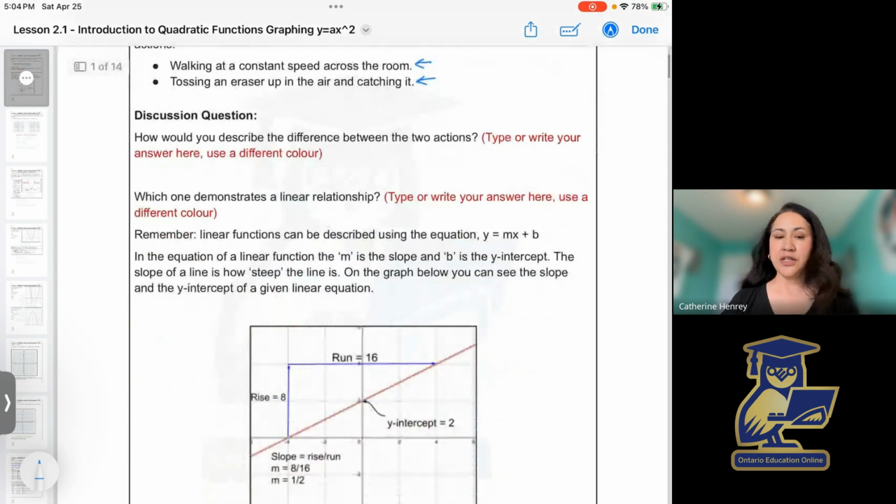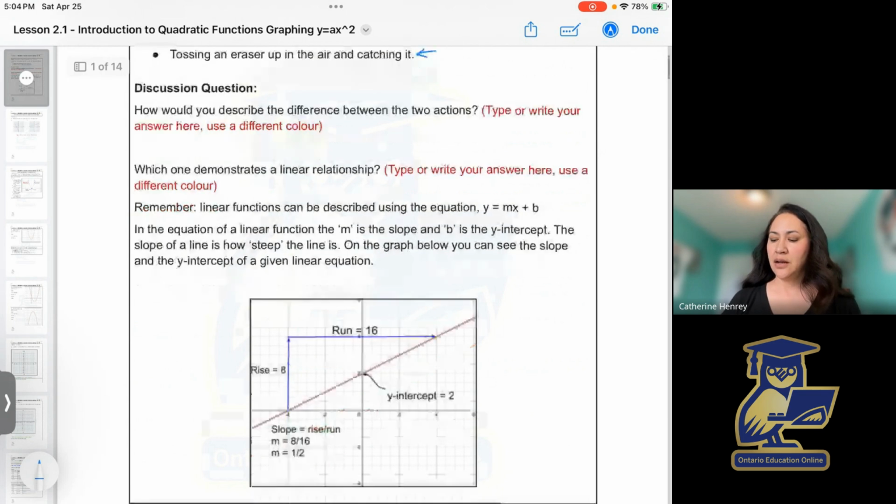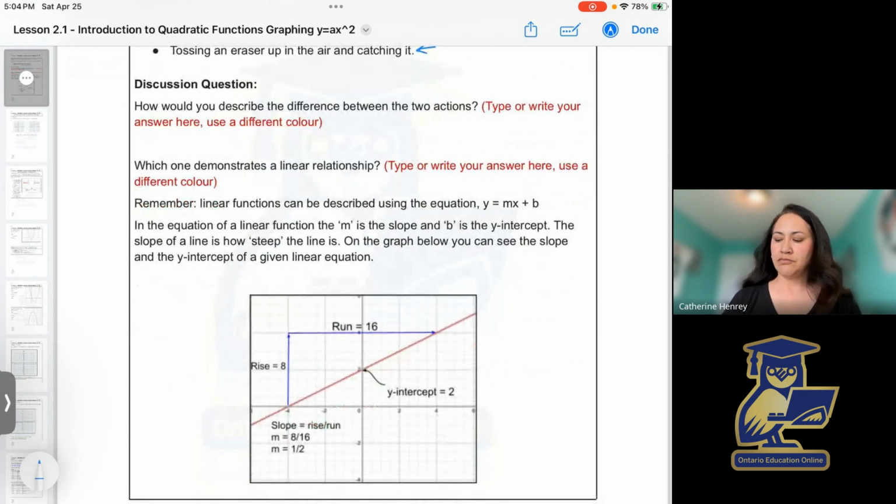So a couple of things for you to consider and fill into your document. How would you describe the difference between the two actions? So this is just based on what you visualize and what you know now. How would you describe the difference between these two situations? Then in the next part, try to decide which one of these situations represents linear movement or linear relationship, something that we've seen before.